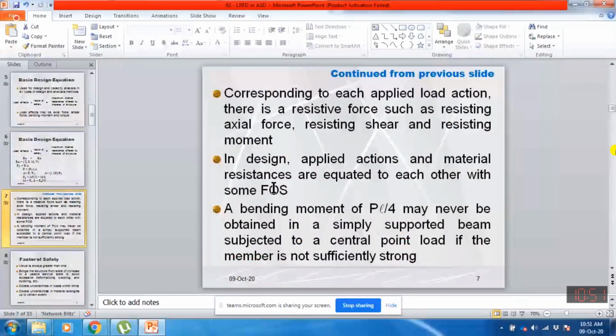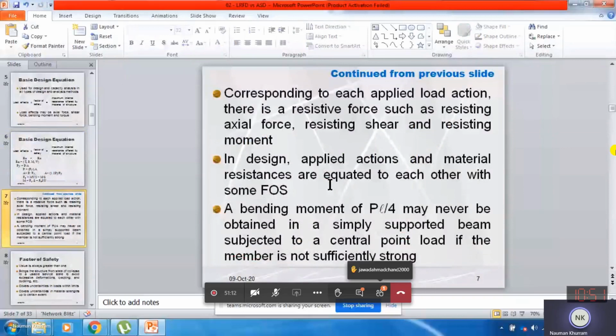Why some factor of safety? To bring the structure from the collapsed state to the safe state. A bending moment of PL by 4 may never be obtained in a simply supported beam subjected to a center load if the member is not sufficiently strong. Okay, this is a little bit of a complicated point for you, so I will give you one example.